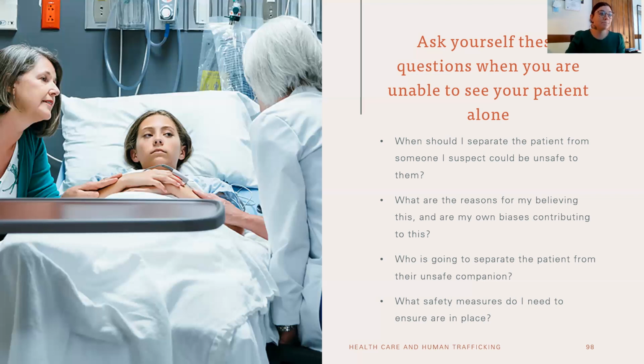Really good example there. Then who is going to separate the patient from their unsafe companion? Is it you? Is it security? Is it a different nurse? Is it a doctor, right? Ask yourself these questions and ask somebody else if you don't know what the answer to that is. And what safety measures do I need to ensure are in place if I feel this person is going to cause harm, right? Does your hospital require security before coming in the building? If it doesn't, and the person that's with them, you might suspect is dangerous, what does that look like?